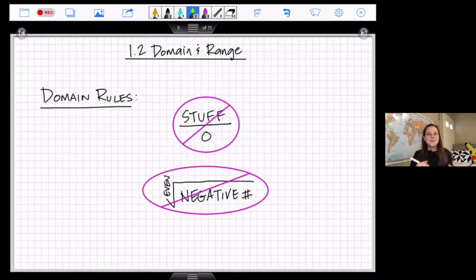All right, for now, these are our two domain rules. We want to avoid dividing by 0, and we want to avoid taking the square root of a negative number. An even root of a negative number, we also couldn't take, like the fourth root of a negative number. All right, so those are our two domain rules. As we get more sophisticated through the semester and we learn about more kinds of functions, we're going to expand this list to include more rules. But for now, these are our only two domain rules.